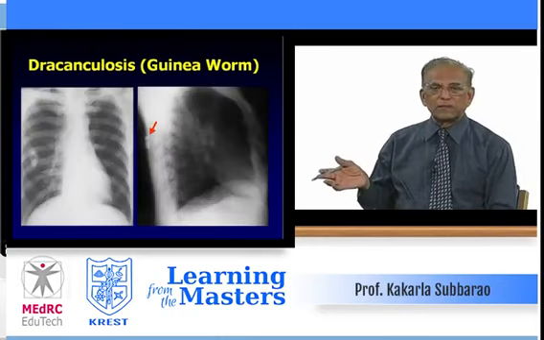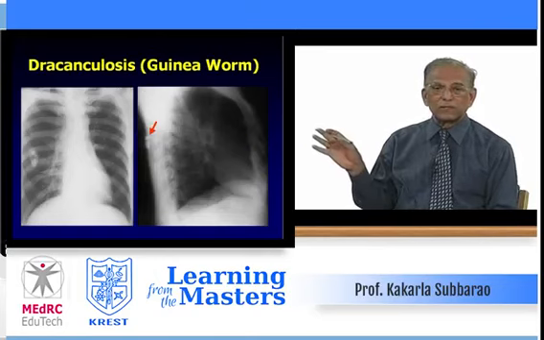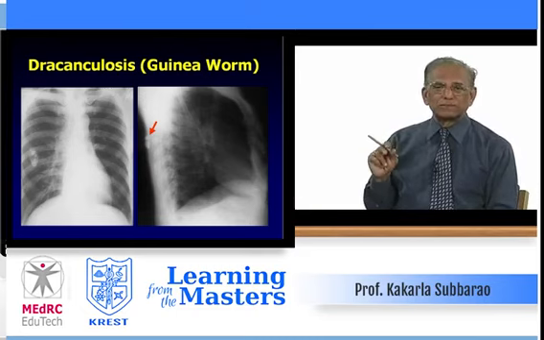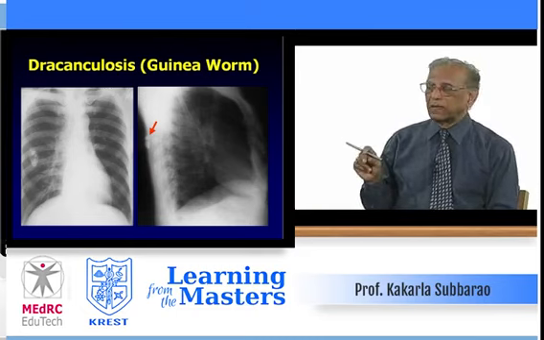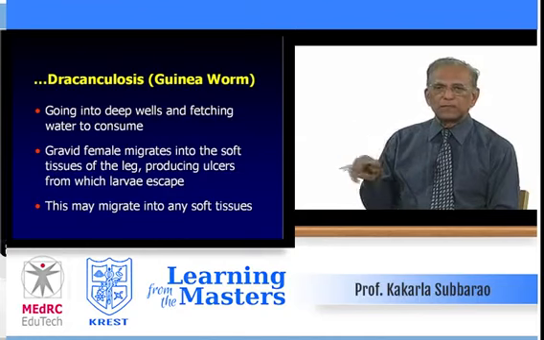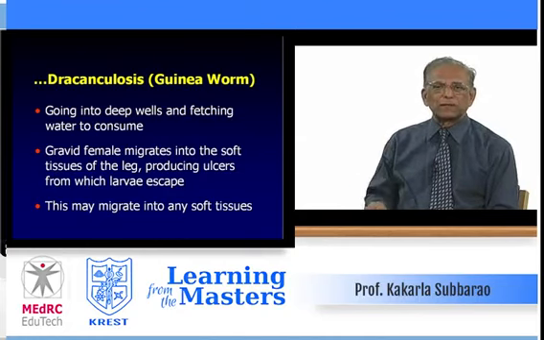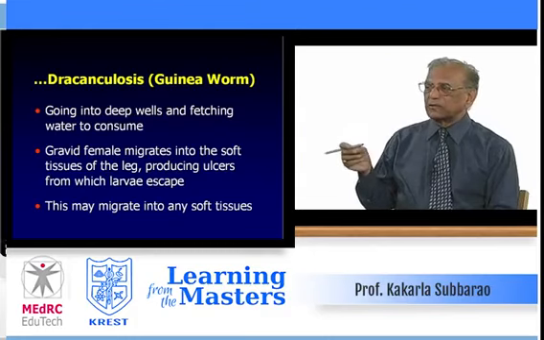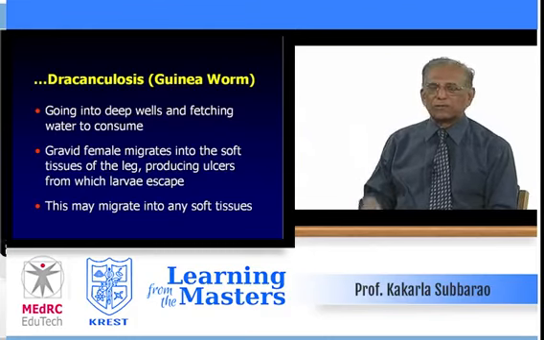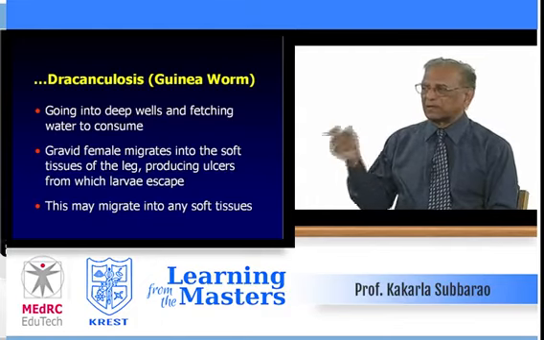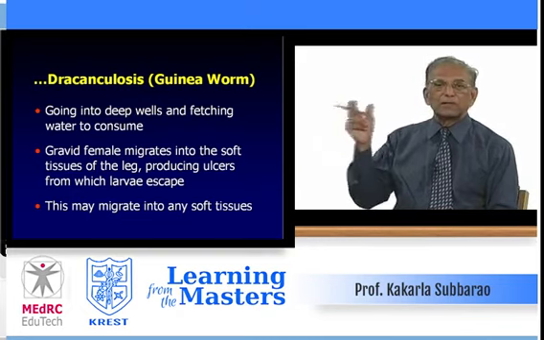Dracunculus medinensis, what has that to do with the lungs? It never goes into the lungs or viscera. Only one or two cases are reported where it has migrated into the knee joint, from the cutaneous tissue to the synovium. But then, not common, but at one time, in villages, there was only one deep well. There used to be step wells, they call it, steps they make, go down and fetch water up. And the gravid female migrates into the soft tissues of the leg because they go down into the well, producing ulcers from which larvae escape. Again reinfected. This may migrate to any soft tissues.